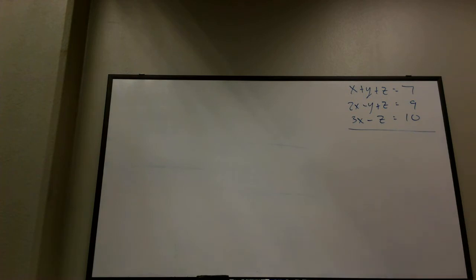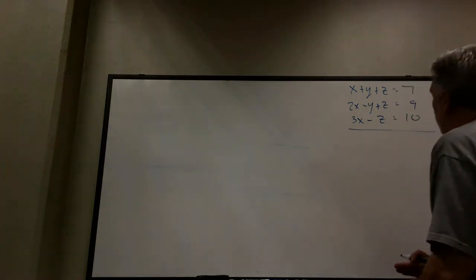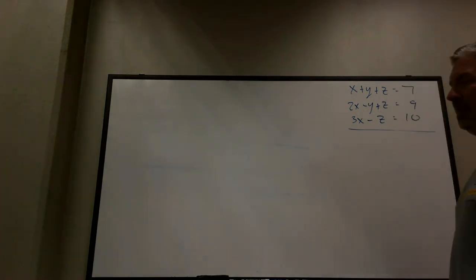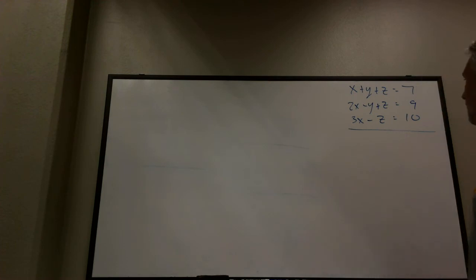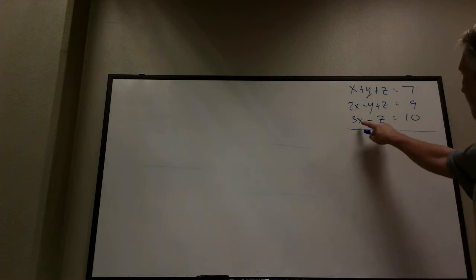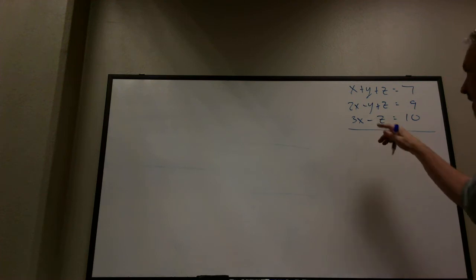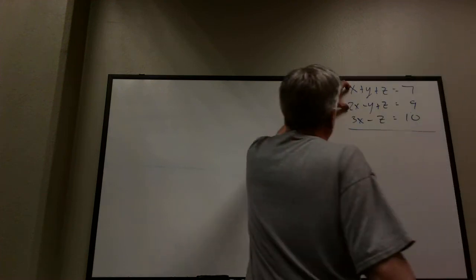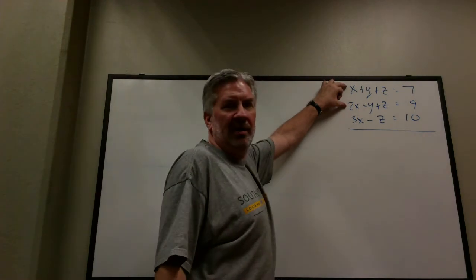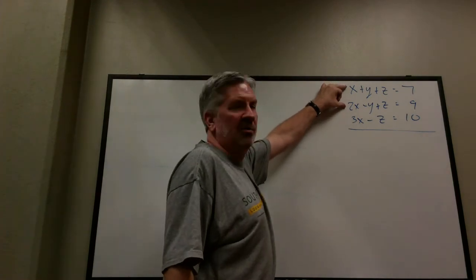Okay, so let's think about how we want to approach this problem. We want to eliminate one of the variables first. If you look closely, the last equation doesn't have a y in it. It's already gone. So a good strategy is to use the first 2 equations to eliminate y. That's going to save you some work.